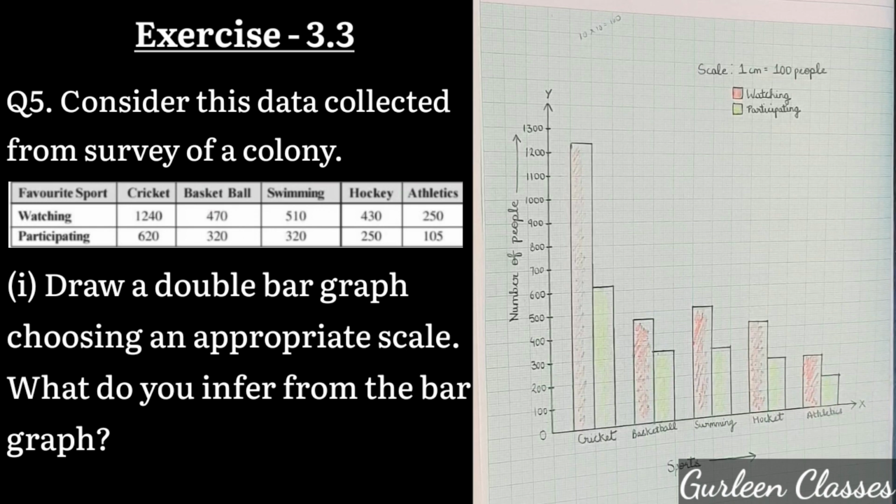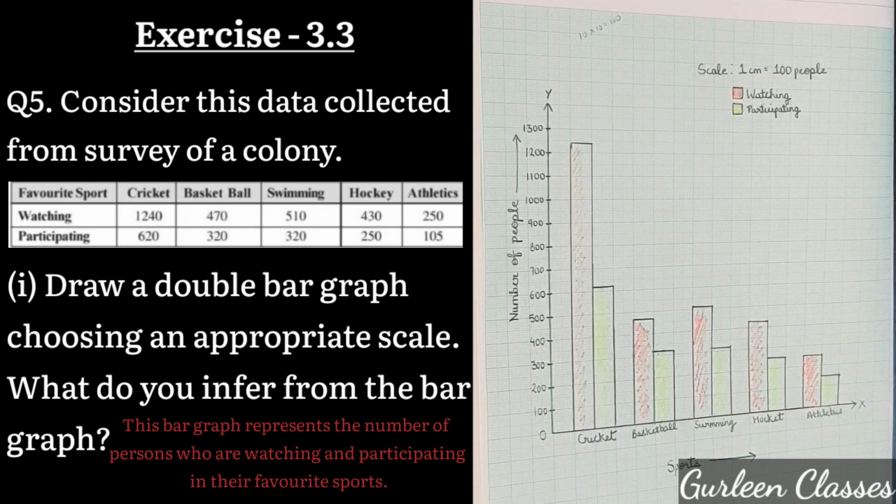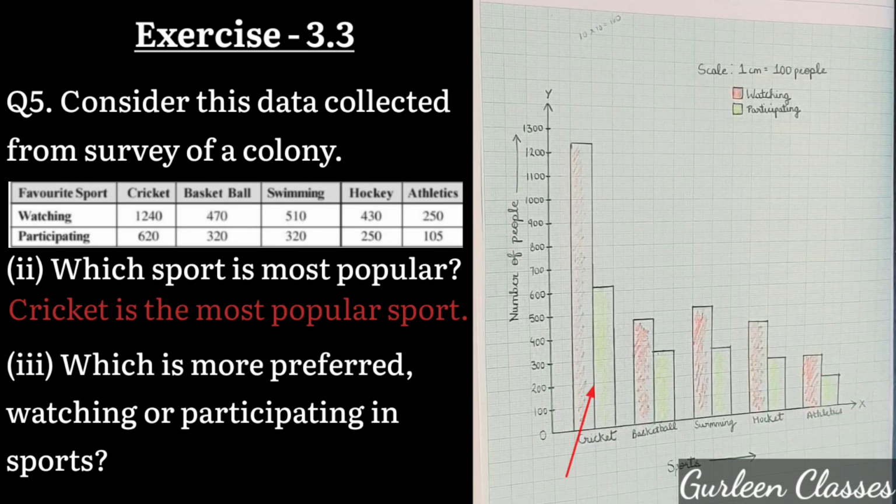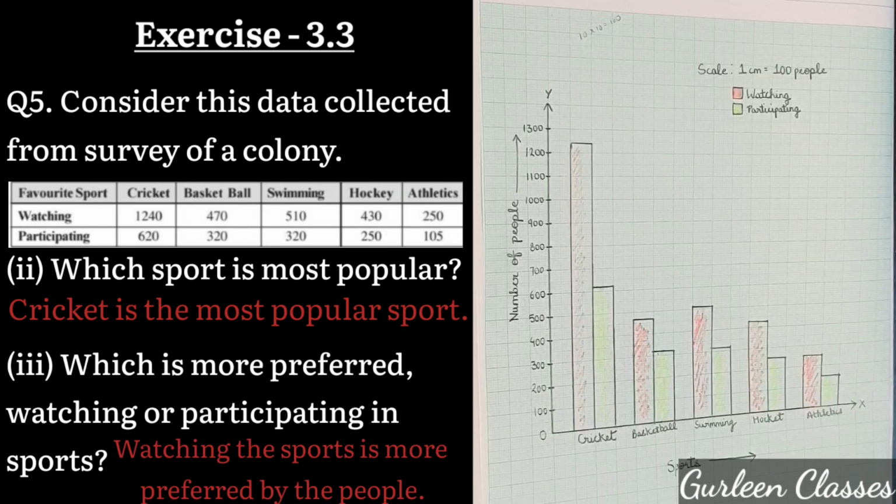So first question, second part was, what do you infer from the bar graph? So this bar graph represents the number of persons who are watching and participating in their favorite sports. Second part, which sport is most popular? Cricket is most popular, as watching are 1240 and participating are 620, and that is maximum. Third part, which is more preferred, watching or participating in sports? So watching sports is more preferred, that is 1240.